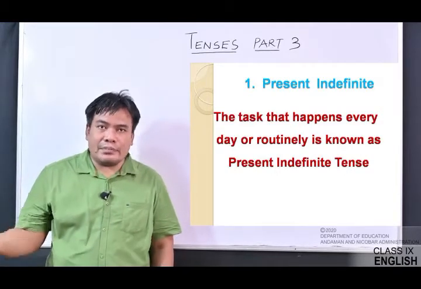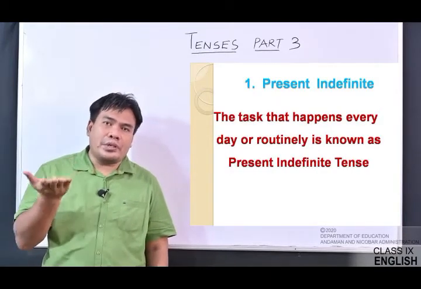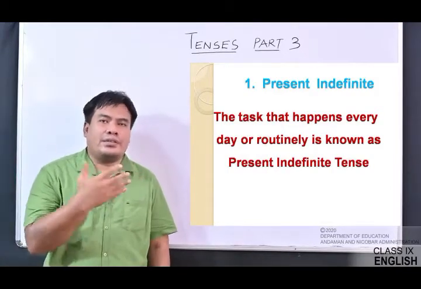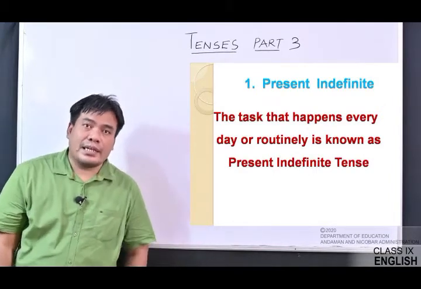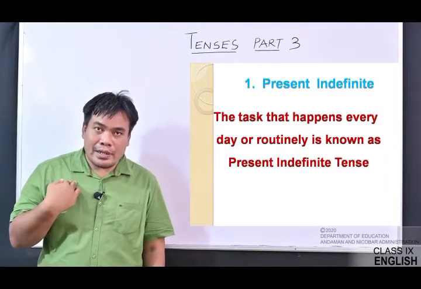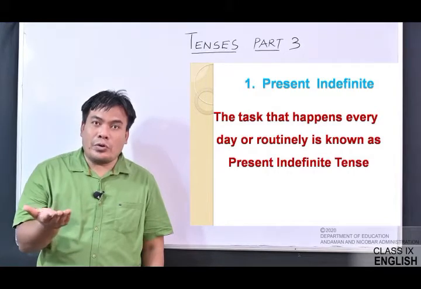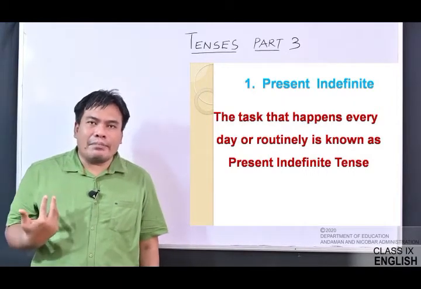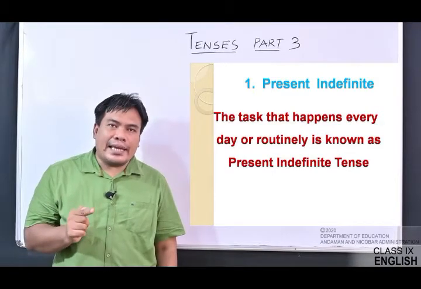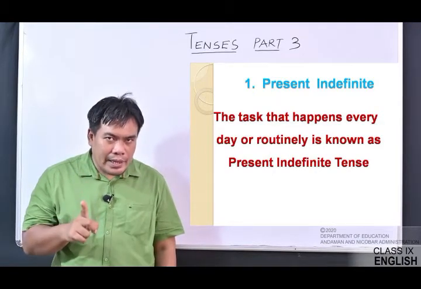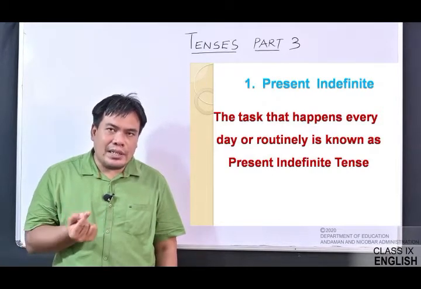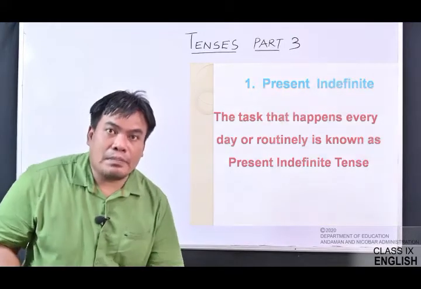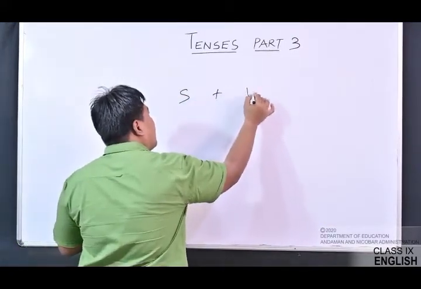The task or action that is being done every day by you, by me, by everyone else. Those tasks which are done every day are called present indefinite tense. Like, I eat. I do that. Even you do that also. You eat. What do you eat? That you know. What do I eat? That I will be knowing, right? Like I eat mango. There, the subject I is the singular number, and eat is the verb, the main word, and mango is the object. S plus V plus O. S plus V plus O.